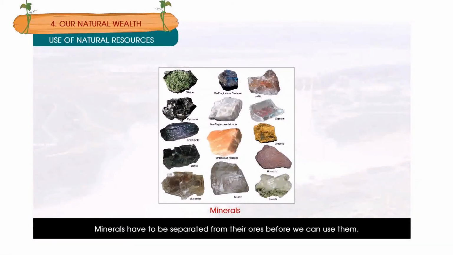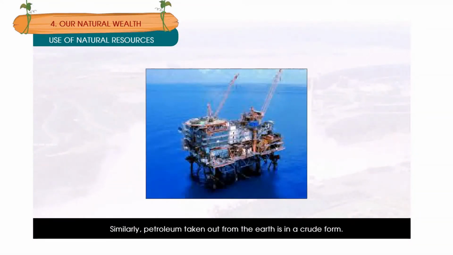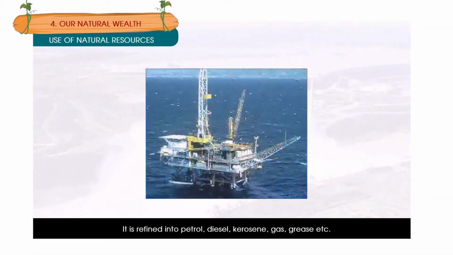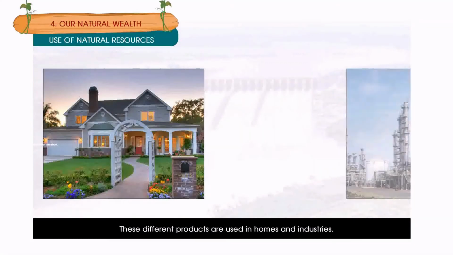Minerals have to be separated from their ores before we can use them. Similarly, petroleum taken out from the earth is in a crude form. It is refined into petrol, diesel, kerosene, gas, grease, etc. These different products are used in homes and industries.